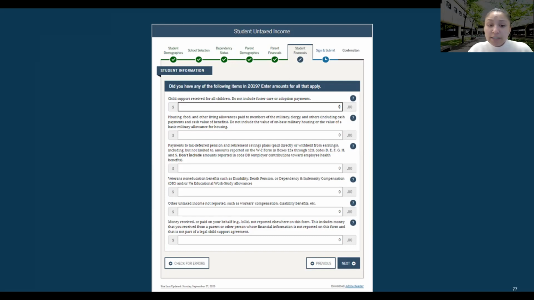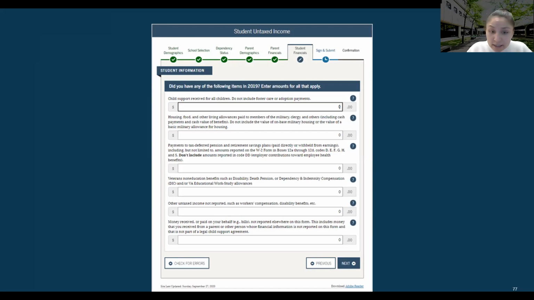The following question deals with veteran non-educational benefits such as disability, the death pension, or dependency and indemnity compensation, which is DIC, and or VA educational work-study allowances. So if you earned any of the following benefits, you want to make sure to include that for the whole year of 2019, of how much you earned.